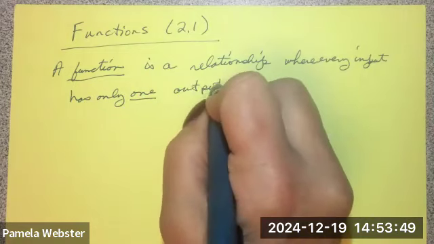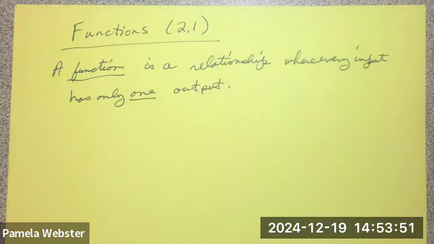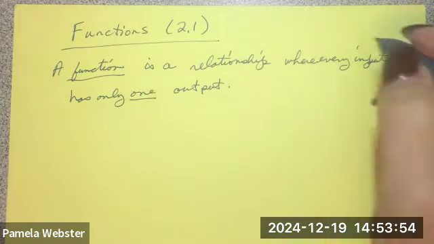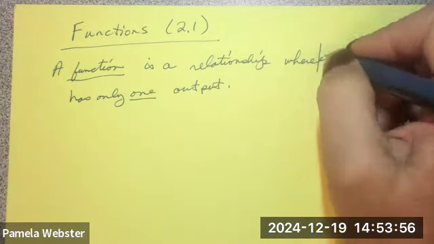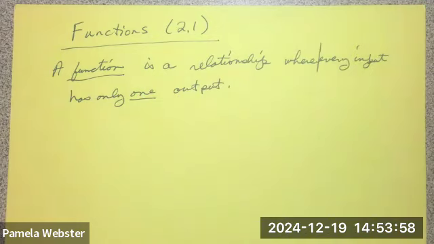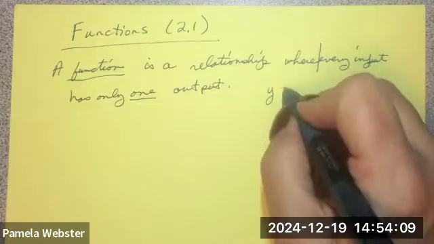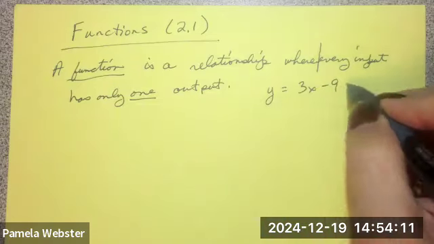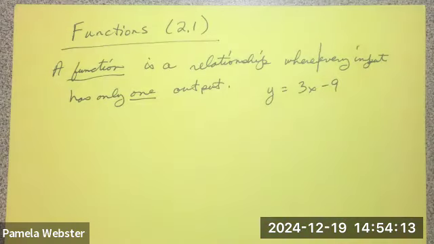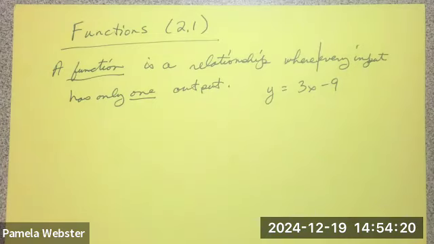So, in other words, normally for us, we're dealing with x's and y's, and x's are normally the inputs, and y's are normally the outputs. So, normally we would have something like we were working with the other day, where we had maybe y equals 3x minus 9 or something like that. And we could say, oh, if I put in a 5, I get 15 minus 9, which is 6. So I only get one output.